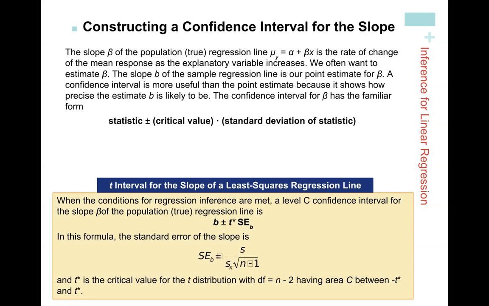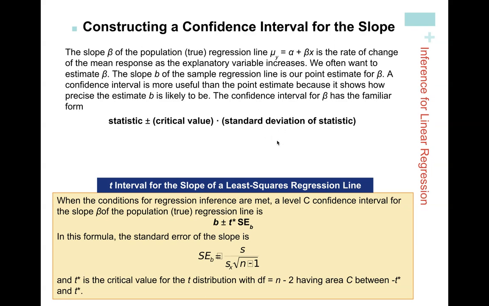Remember that constructing a confidence interval is always going to take the form of a statistic, which is your point estimate, plus or minus the critical value times the standard deviation of the statistic. In this case the statistic is little b, so it's going to be little b plus or minus t star, because we're not going to know the standard deviation. We're going to use standard error, times the standard error of little b.